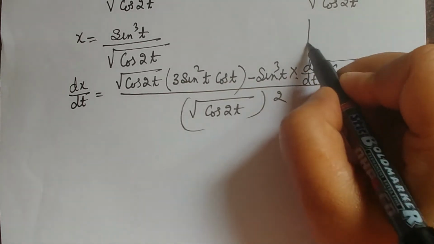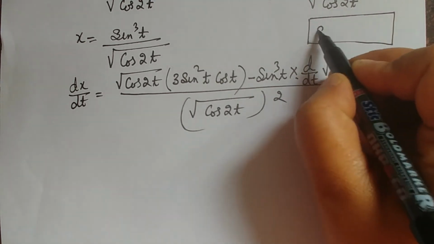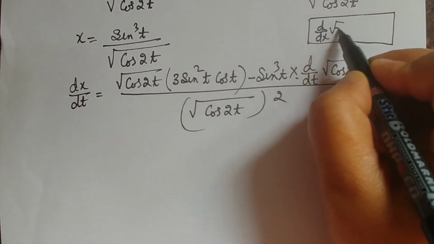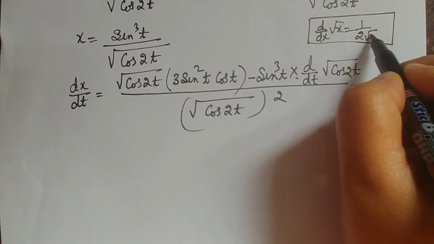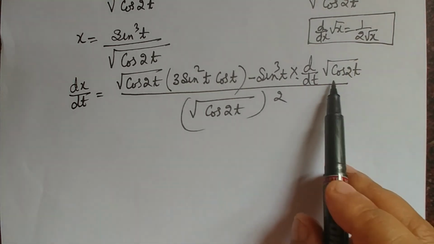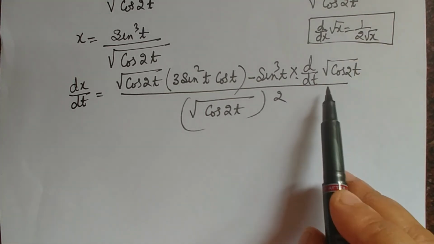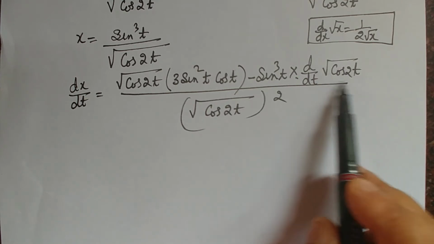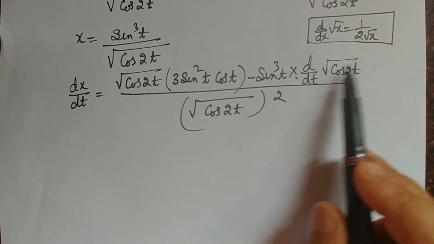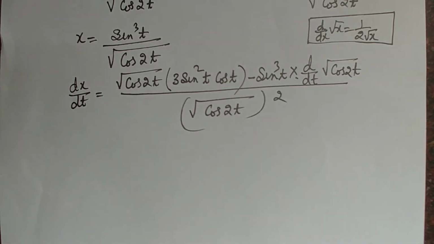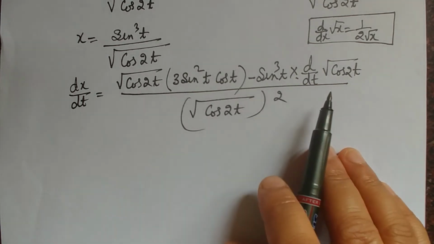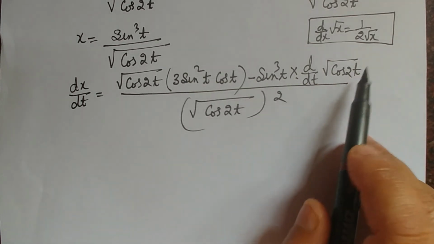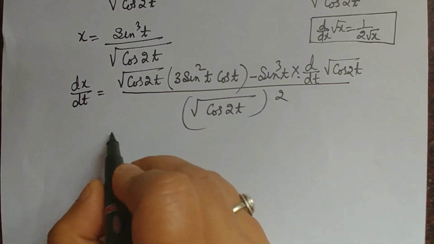Now you should remember that the derivative of root x is always 1 by 2 root x. So that means if it is root x, the derivative will be 1 upon 2 times under root of this, into d/dt of this, cos 2t. As the calculation will be larger, we will apply the direct concepts.